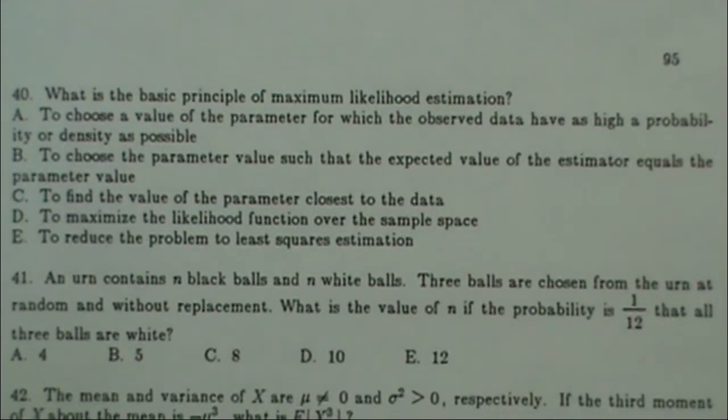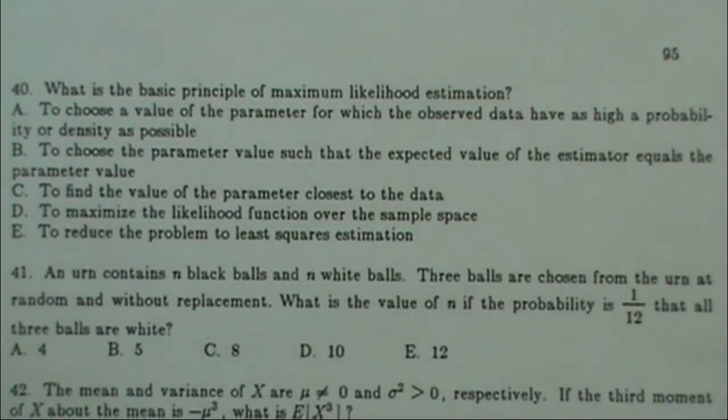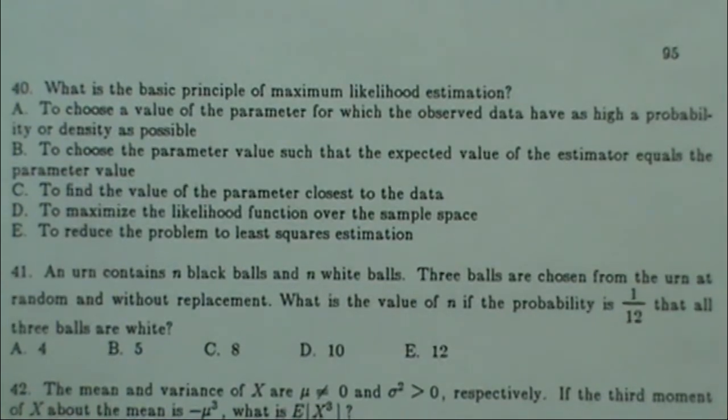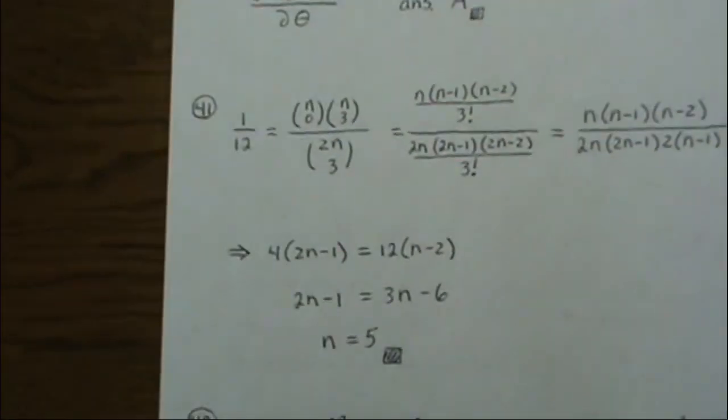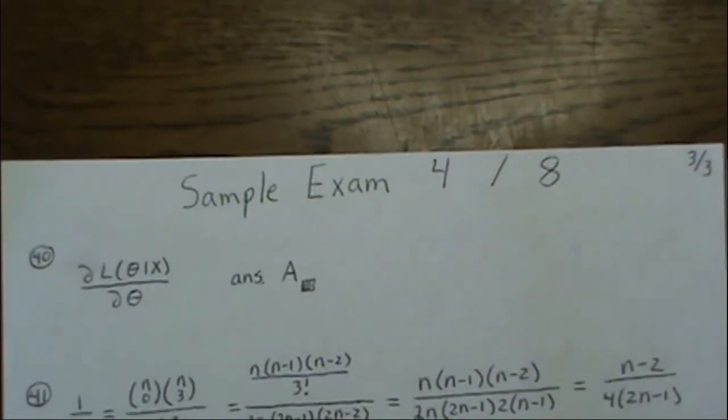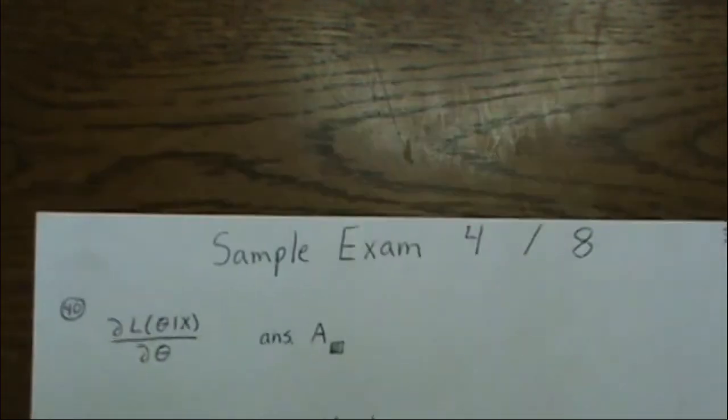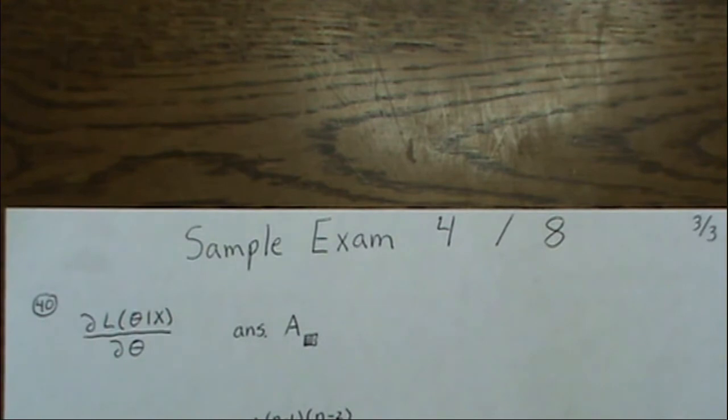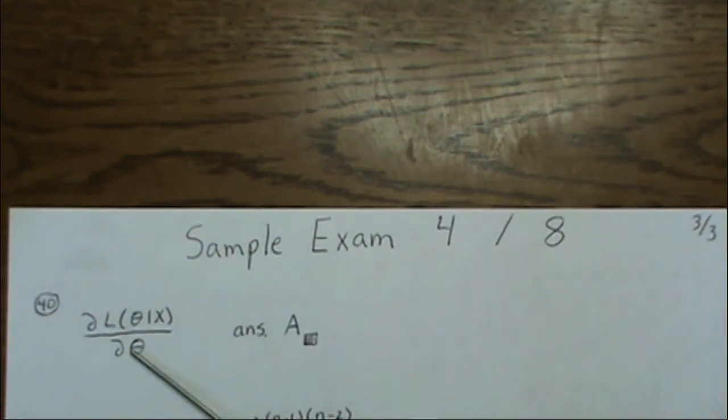Number 40, what is the basic principle of maximum likelihood estimation? On number 40, we sort of addressed this with the question earlier, and the maximum likelihood estimate is you assume that the data are fixed, and then you find the value of the parameter that maximizes it or makes it most likely. And so the answer is A.